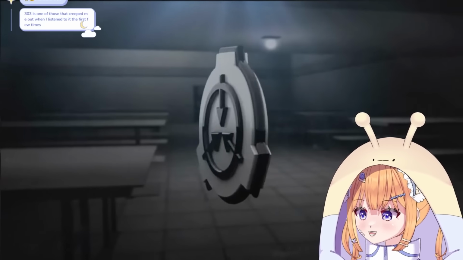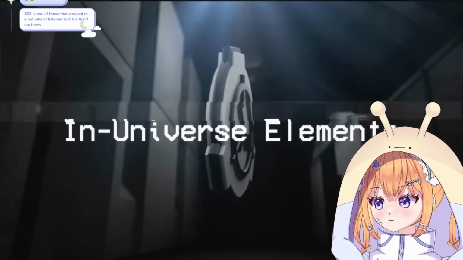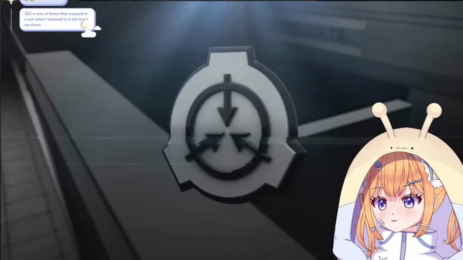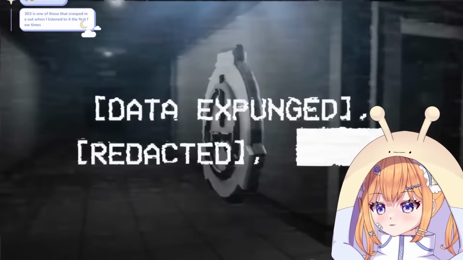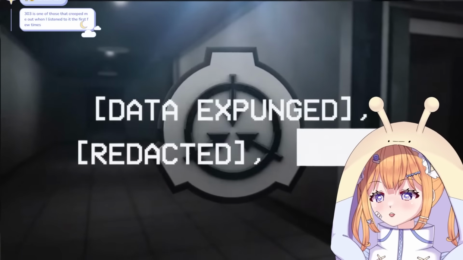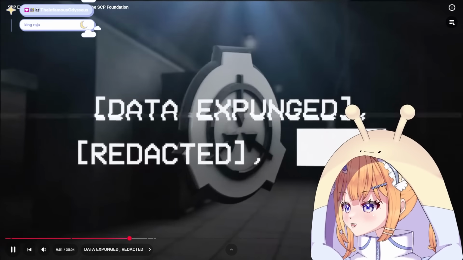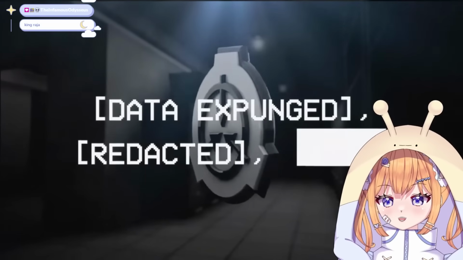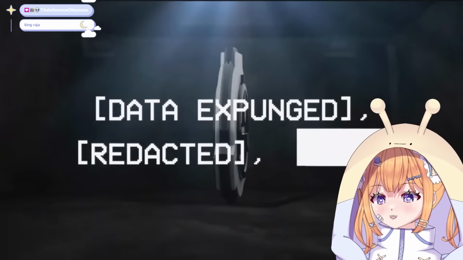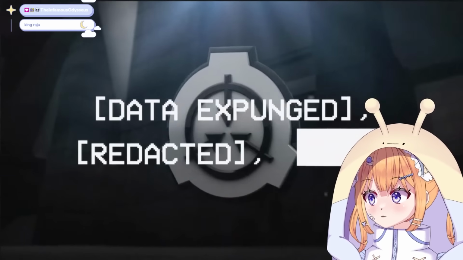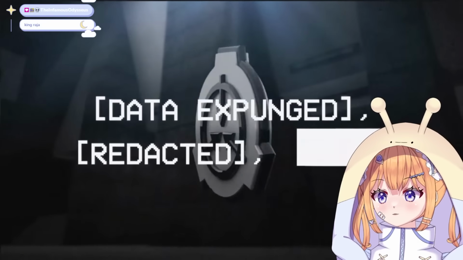A lot, okay. Next up, in-universe elements. Foundation structure and protocol. Security clearance represents how much information about an object you're allowed to know. If you've read through an SCP or two, you're bound to have seen these. There was some stuff just censored. Like, what the heck? Data expunged, redacted, or the text completely blacked out. These keywords are common hallmarks and tools of narrative of the SCP Wiki, signifying that the information has been classified to a higher clearance or has been cleansed completely.